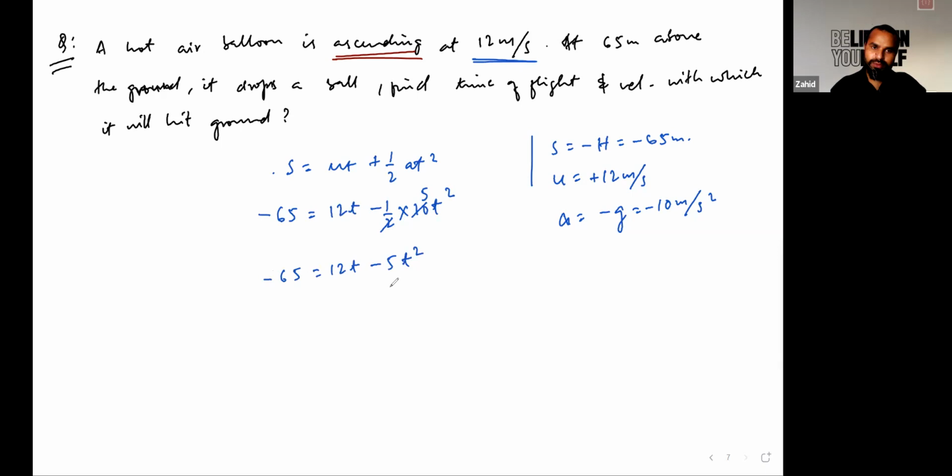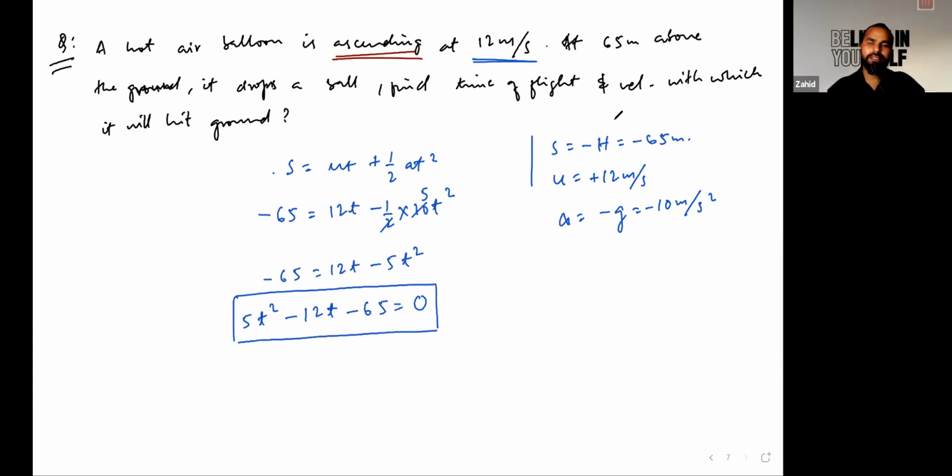Bring all these terms to the left hand side. So it will be 5t square minus 12t minus 65 equals 0. I think you all have got this particular relation. Okay, Hamza? Yes, sir.